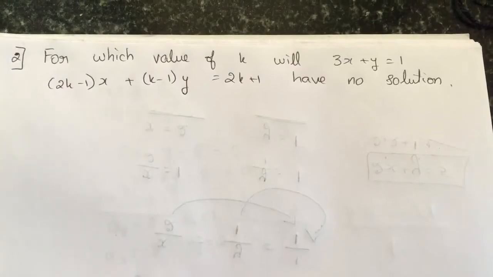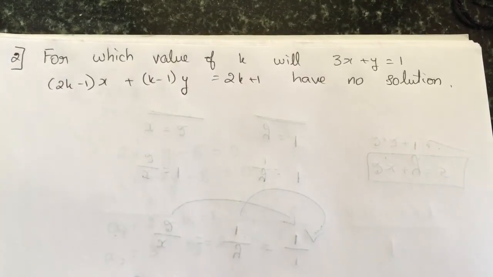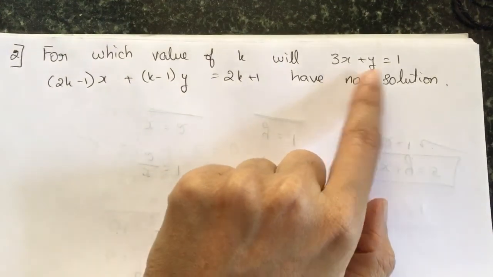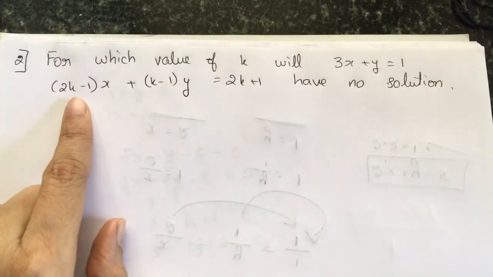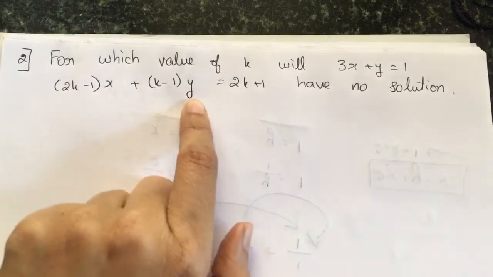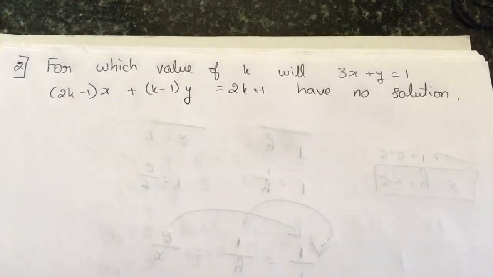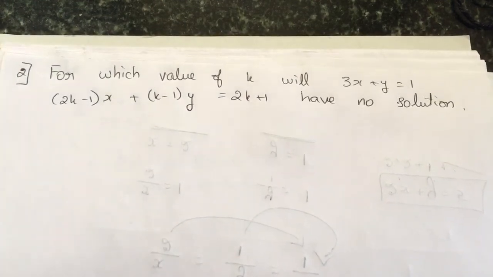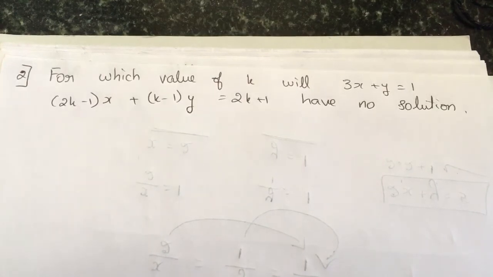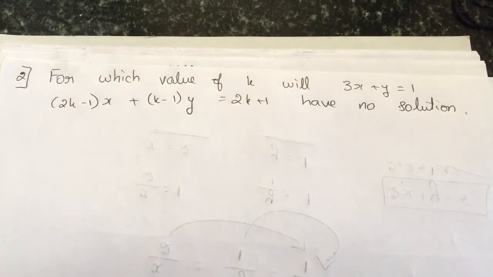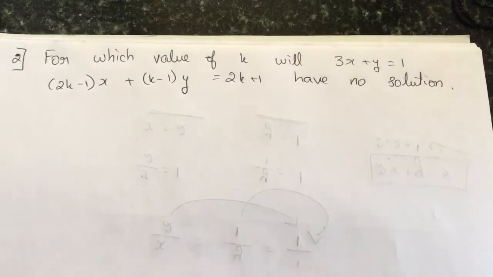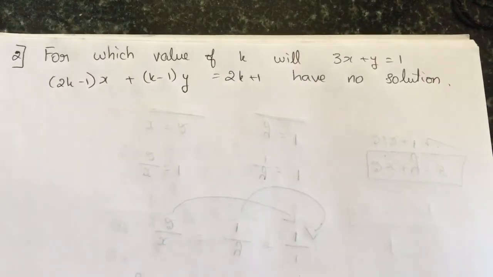The second problem is this: for which value of k will the pair of linear equations 3x plus y equal to 1 and (2k minus 1)x plus (k minus 1)y equal to 2k plus 1 have no solution? We know when a1x plus b1y plus c1 equal to 0 and a2x plus b2y plus c2 equal to 0 will have no solution: when a1 by a2 is equal to b1 by b2, but it is not equal to c1 by c2. In that situation they'll have no solution.